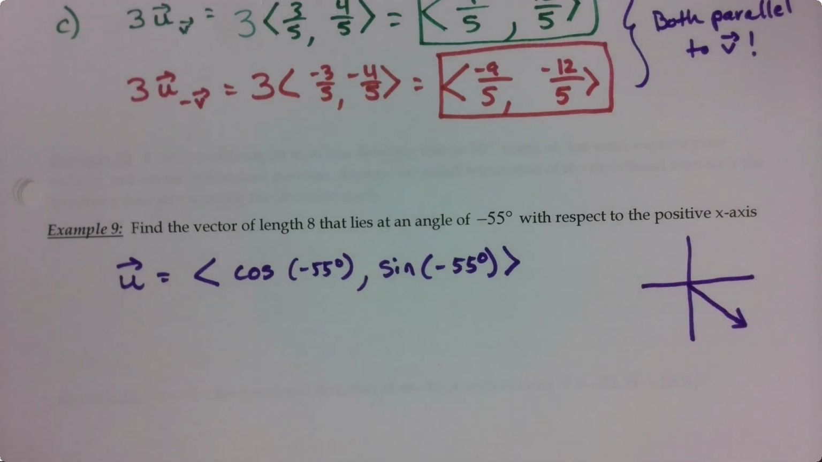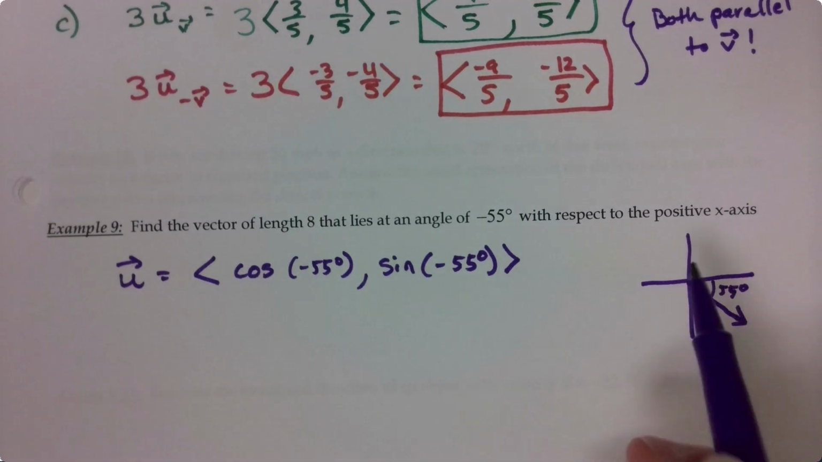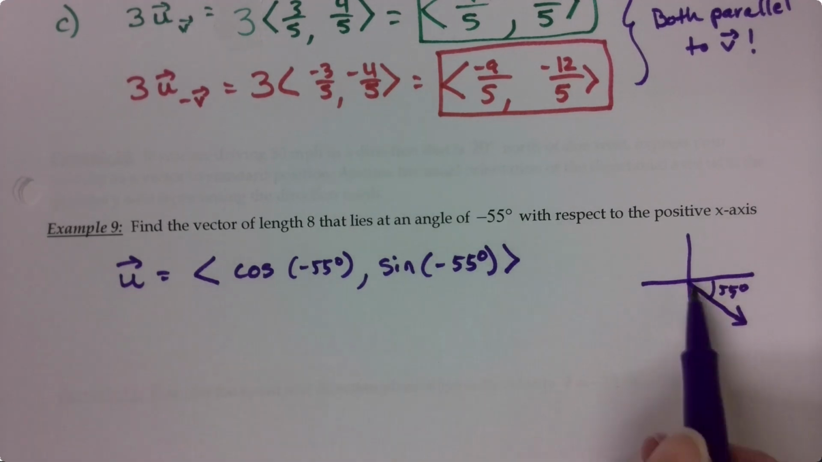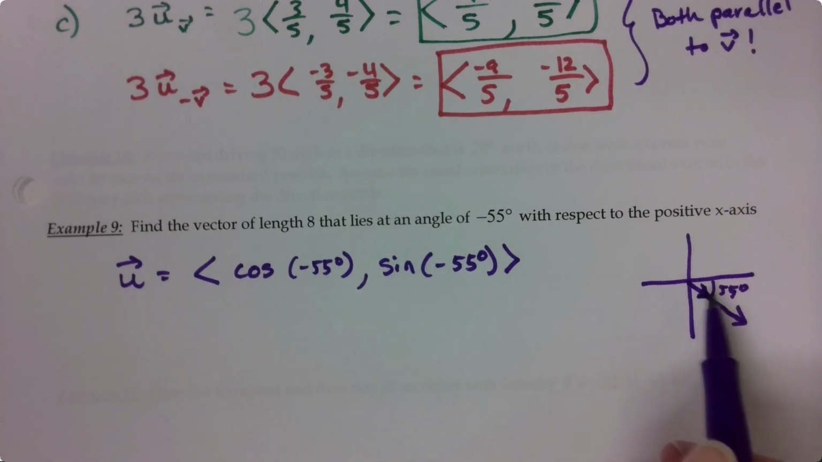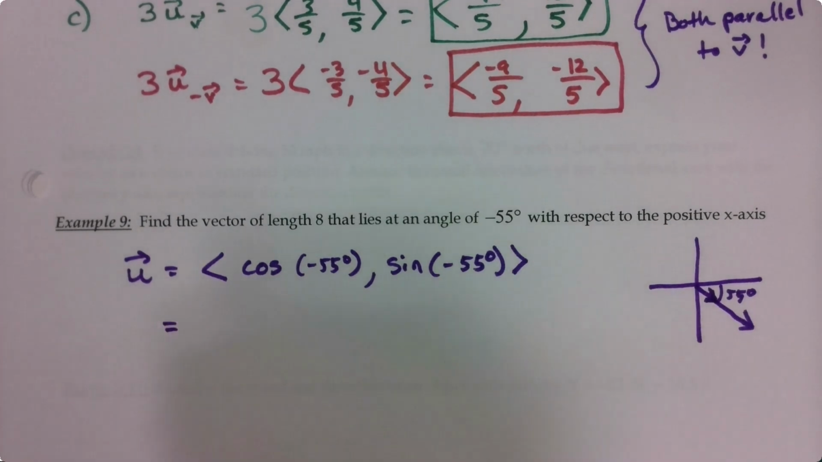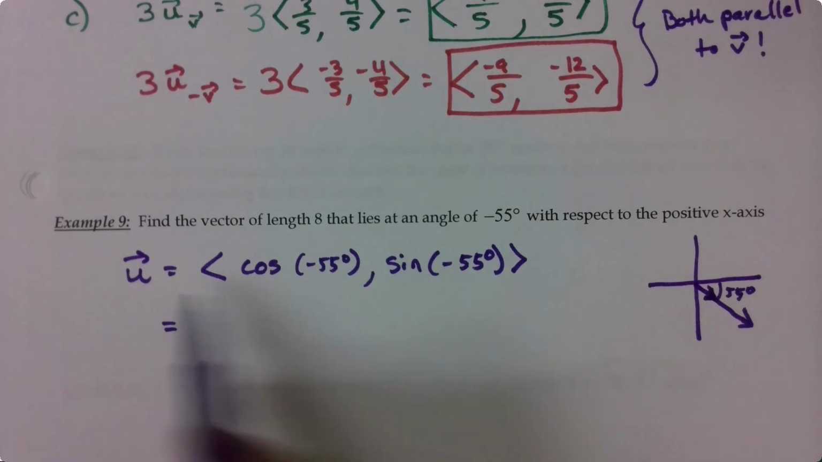so it's going clockwise. In fact, I can draw it in there, 55 degrees. Okay, so we want to find a vector of length 8 along that. So what we're going to do first is find a unit vector. Find a vector of length 1 first, a little stubby one, and then we're going to expand it out to length 8. Okay, so (cosine of negative 55, sine of negative 55), again, those are exact answers. That is what it is. We could come up with a decimal approximation, but that is the unit vector.